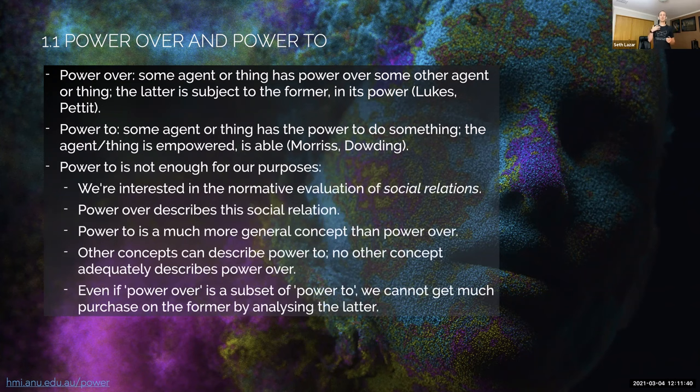Ultimately, I want to talk about the normative evaluation of social relations, relations among people in society. Power over describes a social relation, but power to is a much more general concept. The role of power to in social critique can often be adequately handled by other concepts. We might talk about the resources people have, their ability to gain control over other people through influencing the democratic process. I don't think we have any other concepts that can adequately describe power over. So we can do without one, not the other. It's true that power over is a sort of species of power to, in a sense, because it involves an ability. But we don't get any real insight into power over by thinking about power to. So I'm going to set power to aside for now, while recognizing that there is an important literature in social theory on power to, and I'm going to concentrate on power over. That's what I mean when I talk about social power.